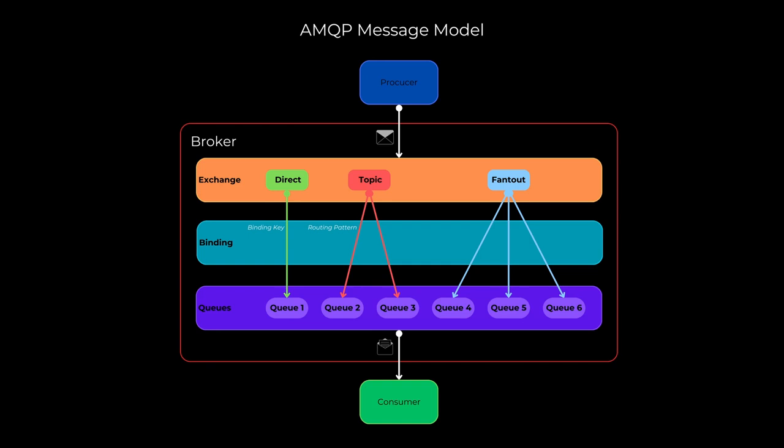Exchanges play a crucial role in determining message routing. For direct exchanges, a message routing key must precisely match the binding key. For topic exchanges, pattern matching with wildcards can be employed to route messages based on routing keys.